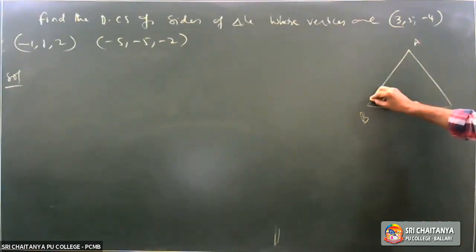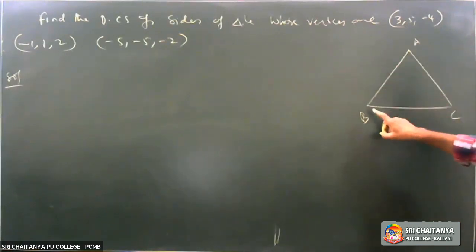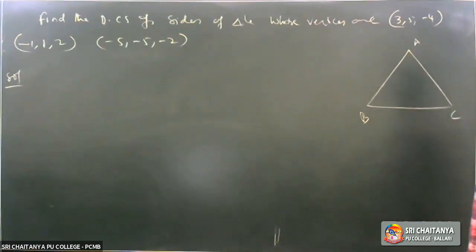This is a side. This is also one side. This is a third side, right? You should find out the DCs of AB, BC, and CA respectively. How to find out direction cosines?